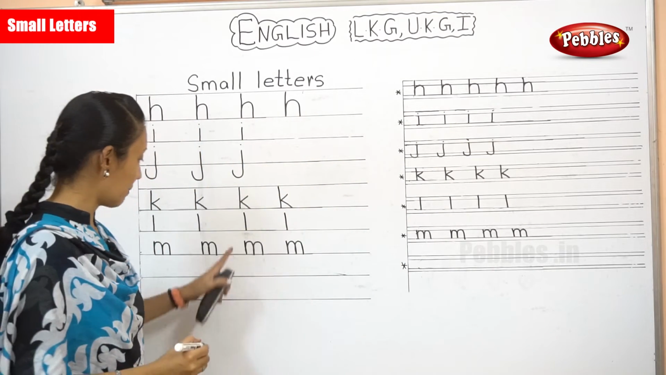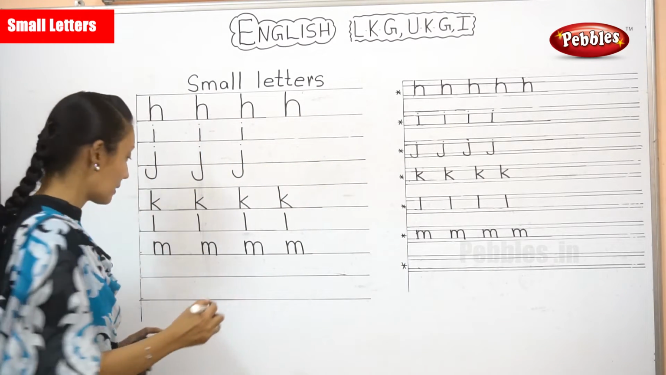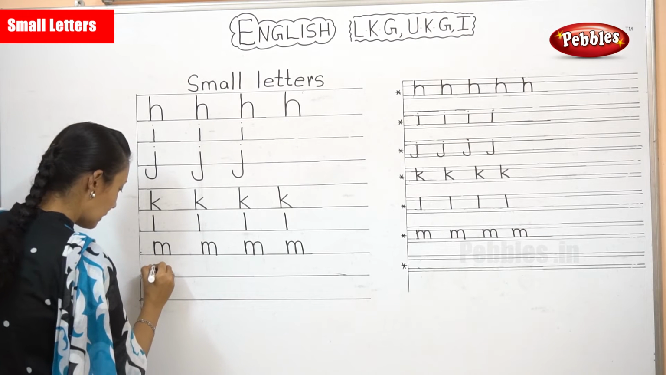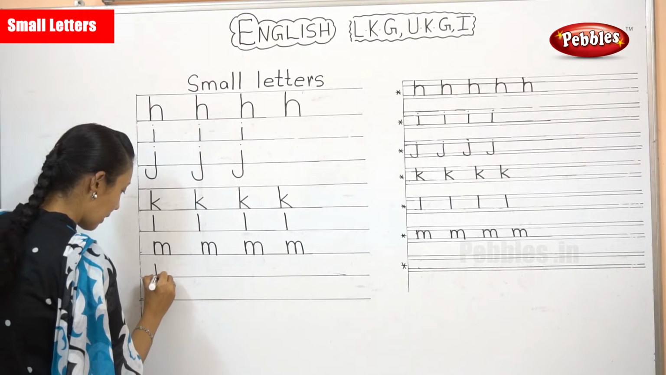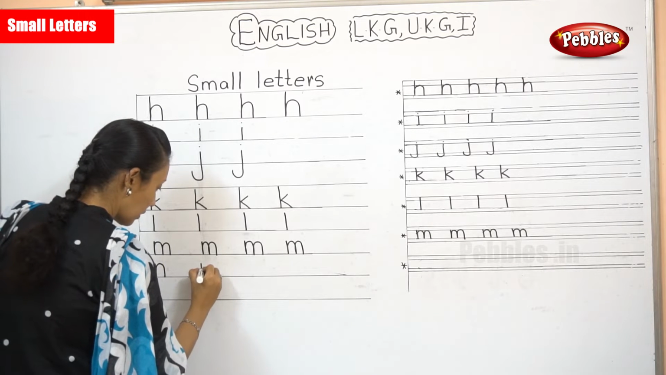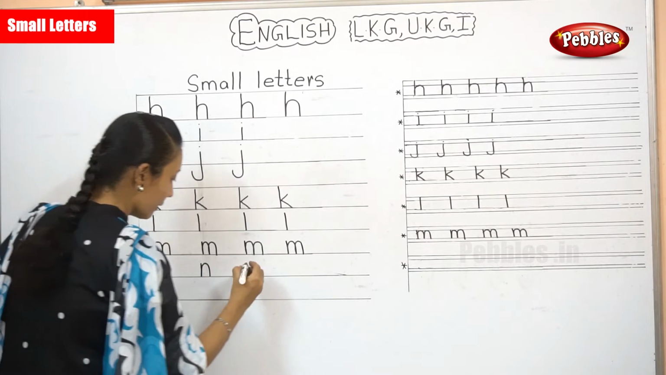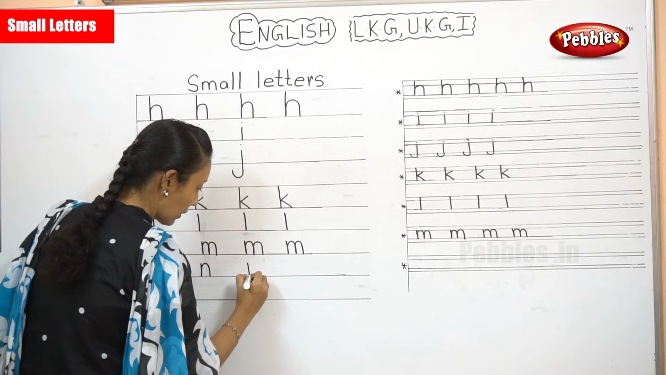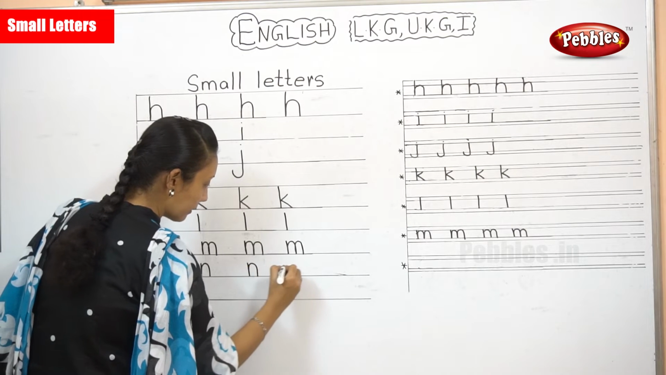Now after m, your next alphabet is n. n is very easy, standing line and 1 down curve. Standing line and 1 down curve, n. Standing line and 1 down curve, n.